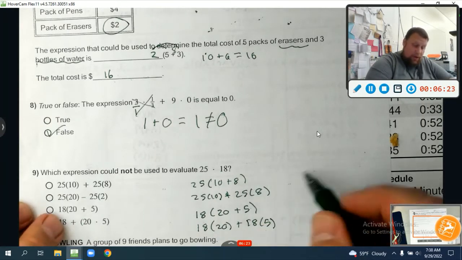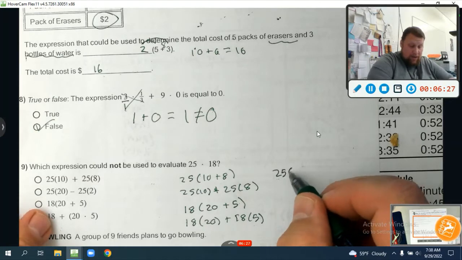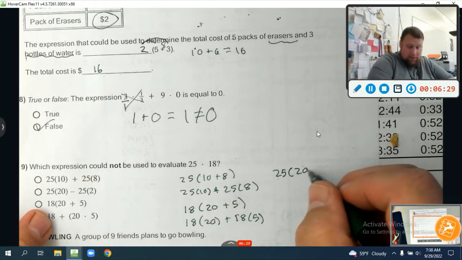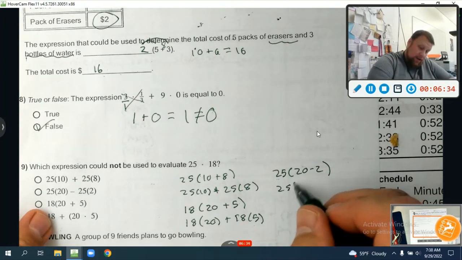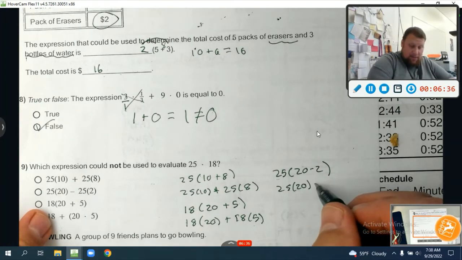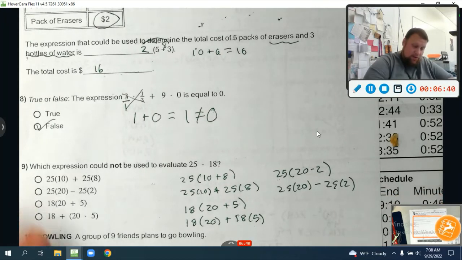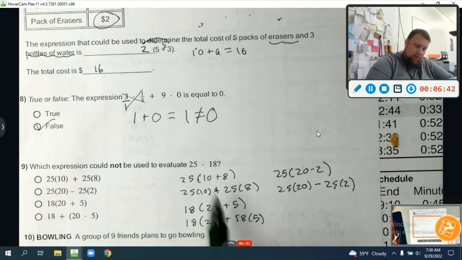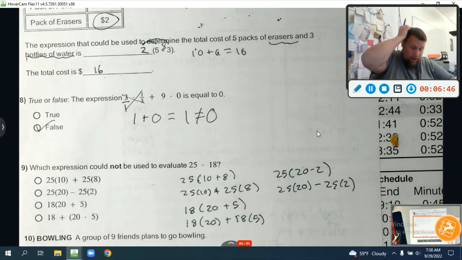Or if we really want to get crazy, there's lots of ways we can do this. This could be 25 times 20 minus 2, right? Because 20 minus 2 is 18, which would be 25 times 20 minus 25 times 2. I don't know which way I do it. Probably this way is easier for me because that's just 250, and then 8 quarters makes 200, right?